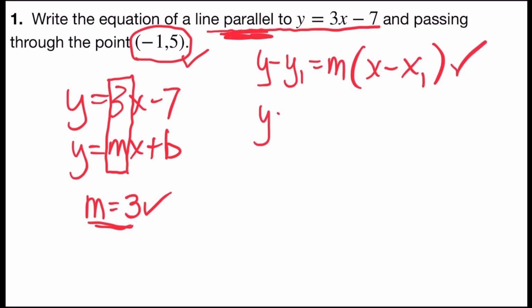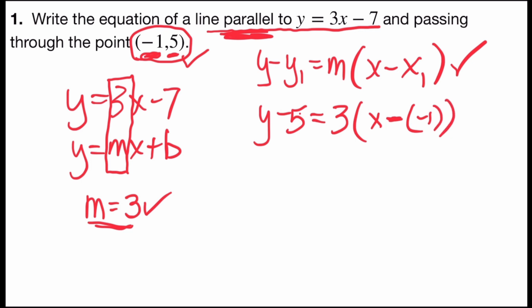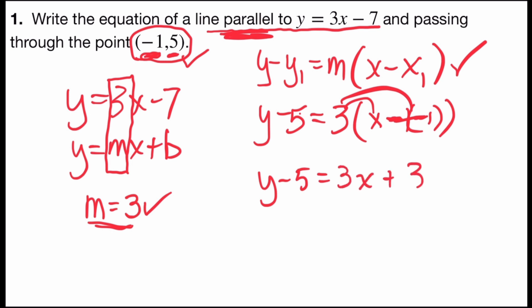So y minus the y-coordinate of 5 equals the slope of any line parallel to the given line, which is 3, times x minus, from the formula, the x-coordinate itself, which is -1. Remember, minus minus means plus, and now I can write the equation of the line that passes through that point that's parallel to the given line. So y minus 5 equals, distributive property, 3 times x is 3x, and 3 times 1 is 3.